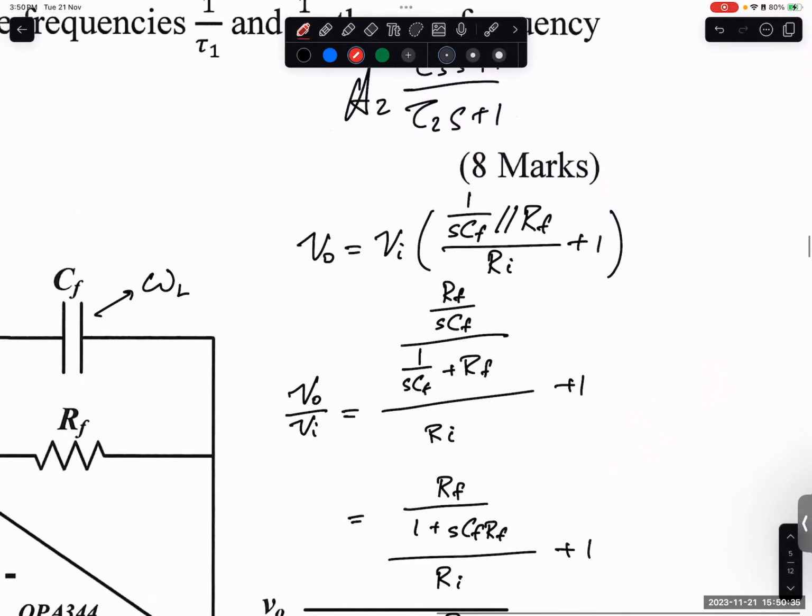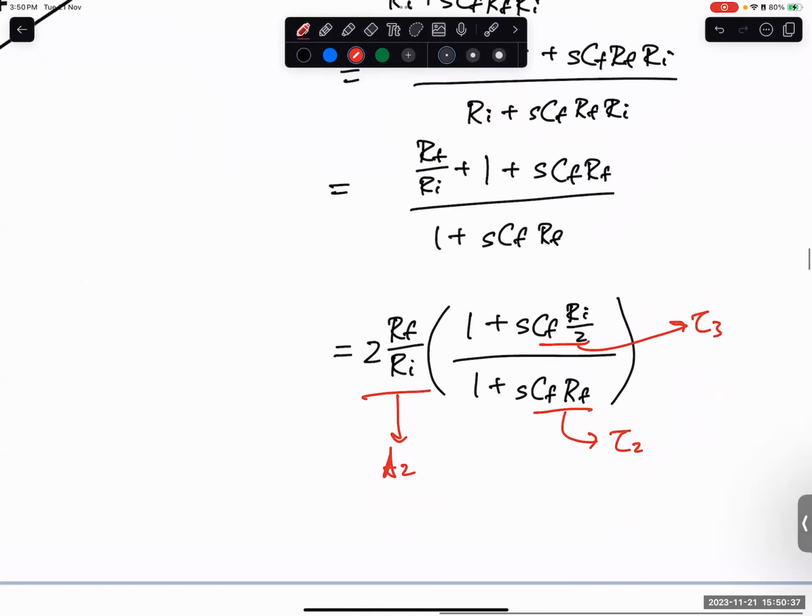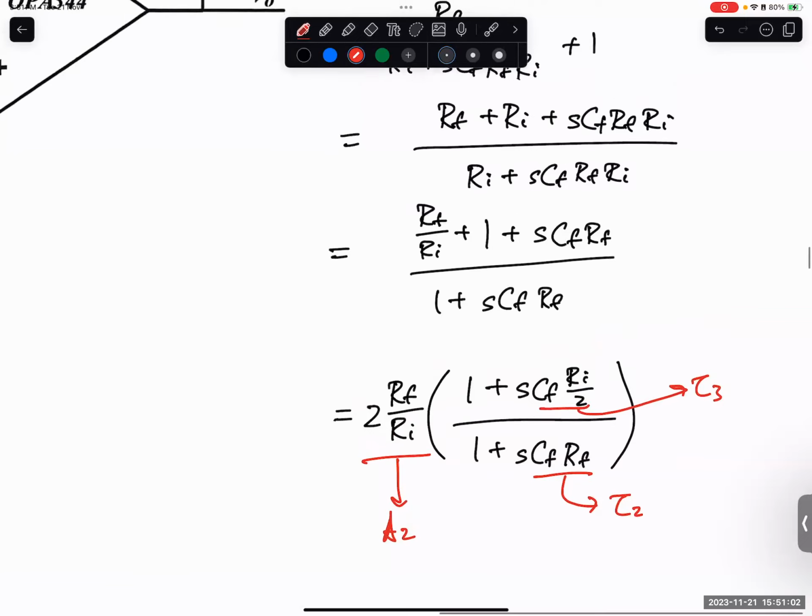Yep. The RI over 2 should be RF. 2 RF. But then the 1, right? The 1, the 1, wow. The 1. No. I thought... so annoying.